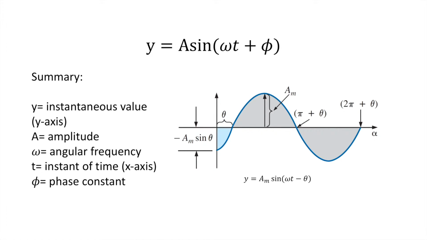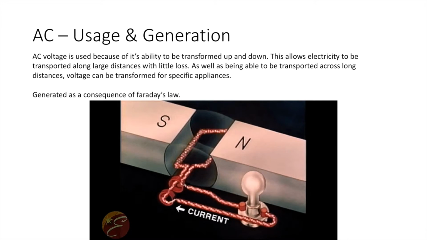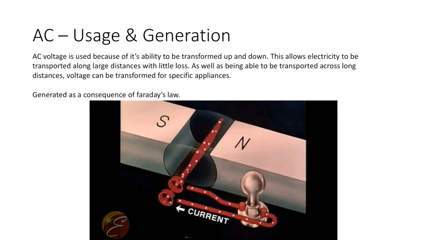AC voltage is used because of its ability to be transformed higher or lower. This allows electricity to be transported along large distances with little loss. As well as being able to be transported across long distances, voltage can be transformed for specific appliances such as microwaves, phone chargers and TVs.